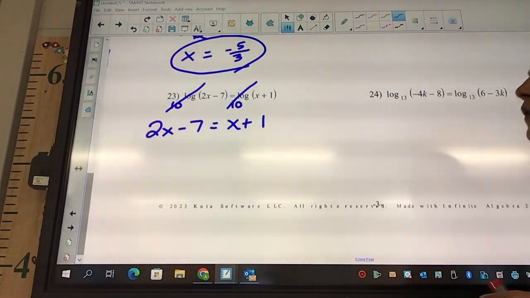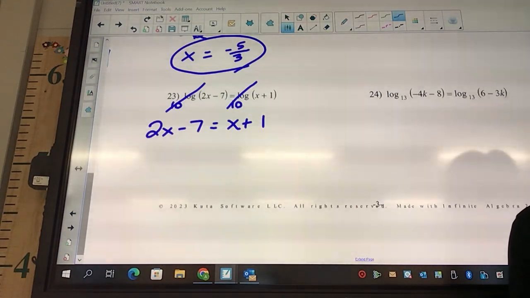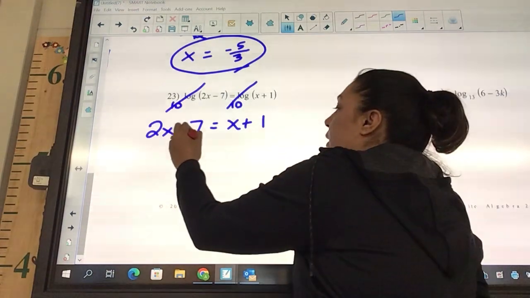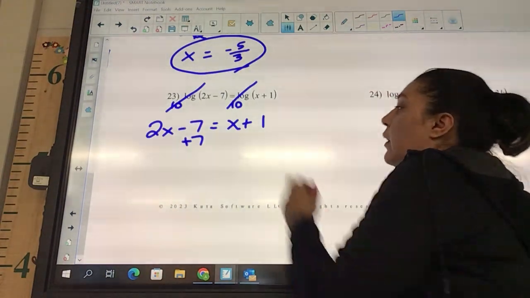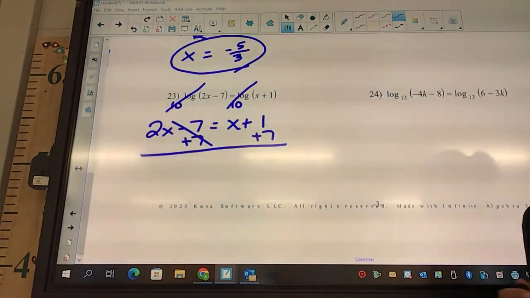Like for number 24, the 13 is canceled. You just write it inside. Yep. Okay, what needs moved first? 7. The 7 does need moved, and what am I going to put that under? The 1. Under the 1. What else needs moved?